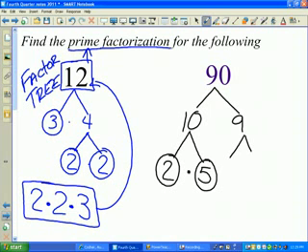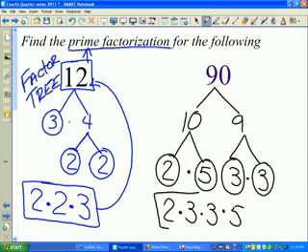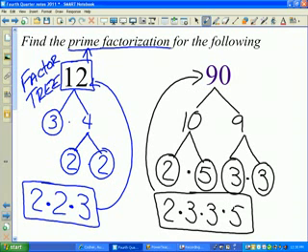So now I'm going over to the 9. That 9 can be broken down as well. 3 times 3, right? Last time I checked, these 3's are also prime numbers. So from here, I know I got all prime numbers. I don't have to branch out anymore. So all I have to do is just say 2 times 3 times 3 times 5 is going to be my prime factorization of my original number 90. Okay? So that's all you're doing.